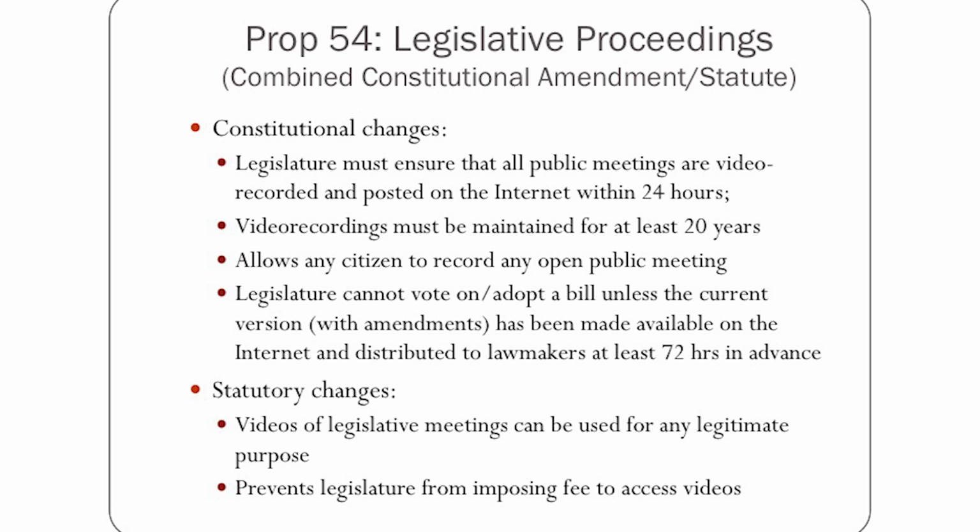Basically, what this bill is saying is that before the legislature can vote on any given measure, the current version, including all of the amendments, has to be made available to the public via the internet and also distributed to all members 72 hours before the vote is taken. Otherwise, the vote is considered null and void.